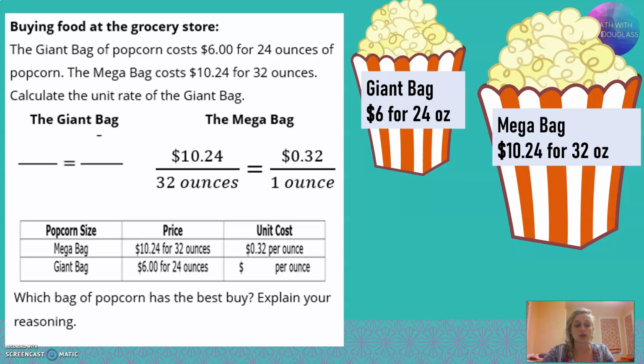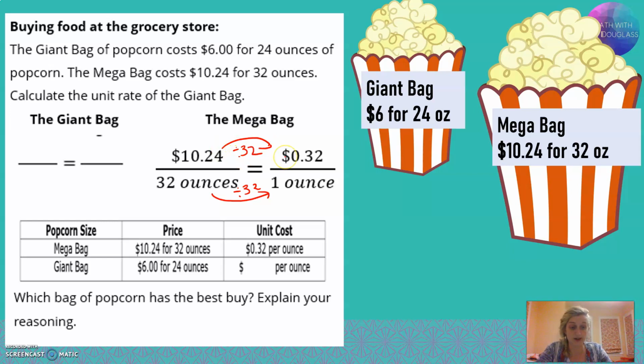So you can see that we have two things. We have dollar amounts and we have number of ounces. That's the weight of the bag of popcorn, so how much popcorn is in there. We're going to compare these two, and we're going to compare them at their unit rates. Now, you can see that I've already set up the mega bag. I did that math for you. The mega bag has $10.24 worth of popcorn, is 32 ounces, and what I did was I divided both of these numbers by 32.